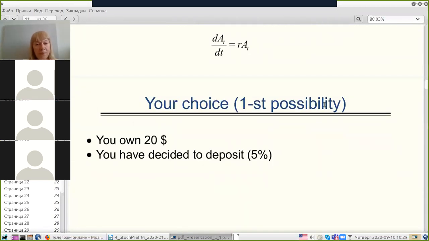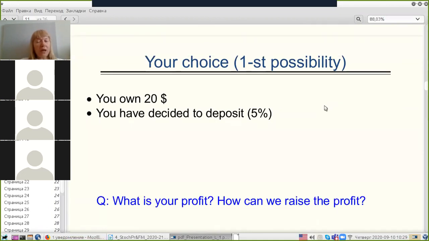So if we have a very simple case, that you own $20 in your pocket, and you have decided to deposit it for 1 year. What's your profit? Please compute. What's your profit? $1, yes, because the amount at the end of the period will be $21, yes.